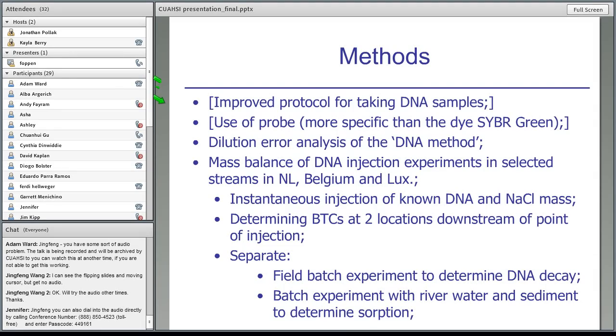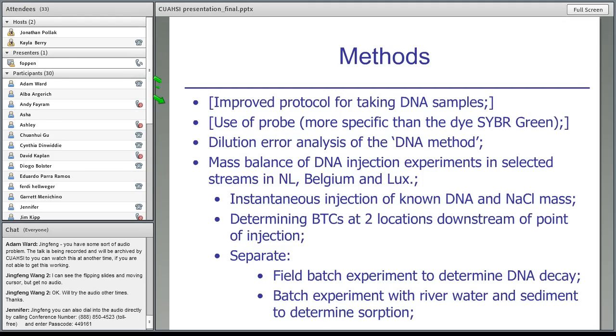So what did we do this time? Well, we paid a lot of attention to that. I will not discuss that today. That's why I put it in these square brackets. We improved our protocol for taking samples, and we also used probes.